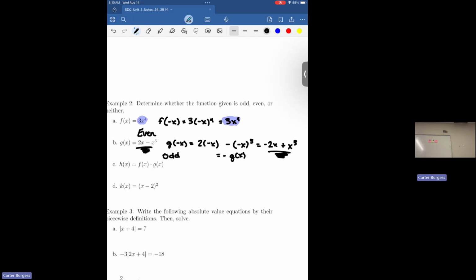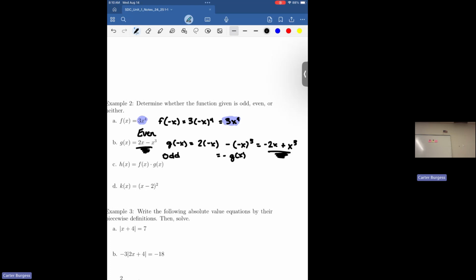So some of it is behaving even, some of it is behaving odd, meaning it's not always going to be one or the other. But in this case, the whole problem changes. Exactly. So notice for B, because both the negative 2x and also the x cubed flip-flopped, that is an odd function. Yeah, very good.